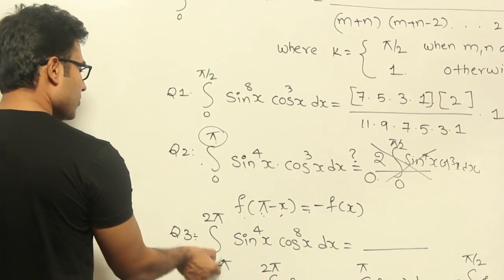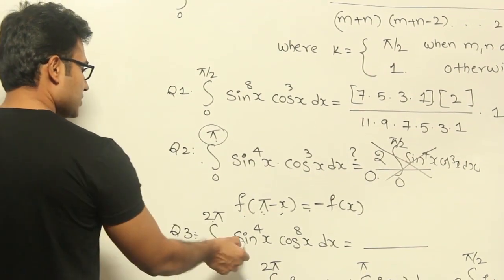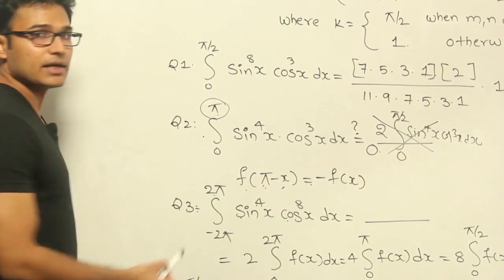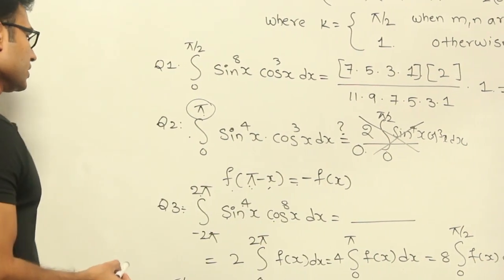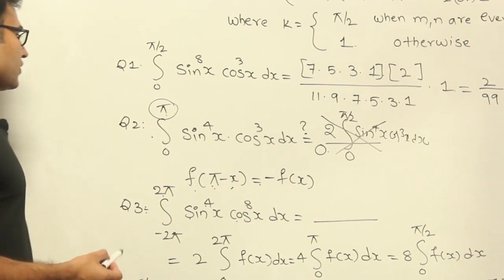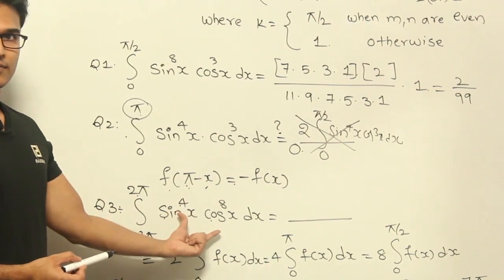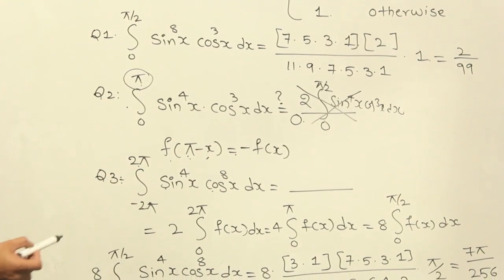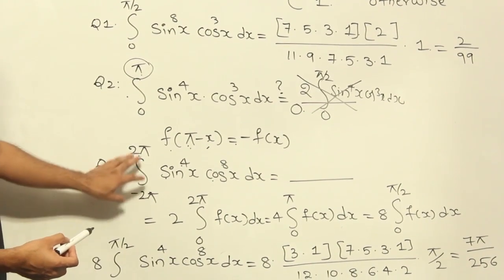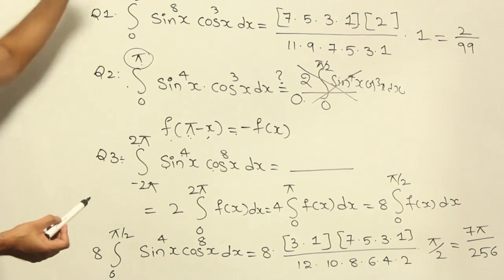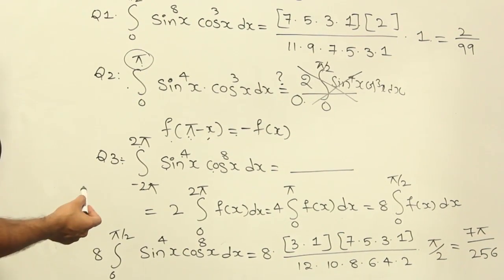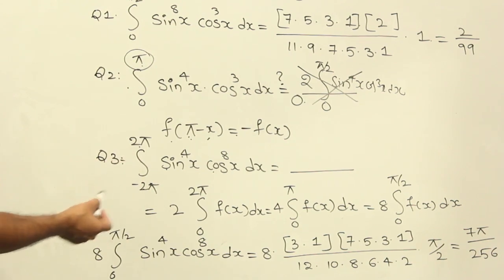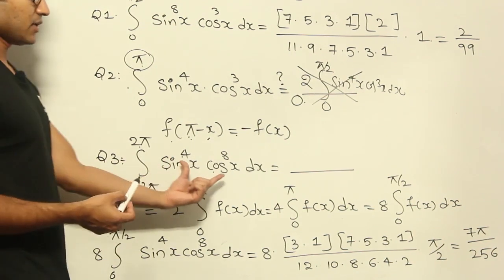Now let's see this one. Integral from minus 2 pi to 2 pi of sin power 4x into cos power 8x dx. So how to solve it is, find out whether it is an even function or not. In case it is an even function, you could write it as 2 into integral 0 to 2 pi, right? See, I want to convert this one so that I could apply this formula. That is what I am trying to do here, right? So can I write it as 2 into integral 0 to 2 pi or not?